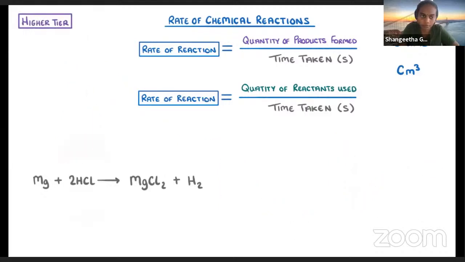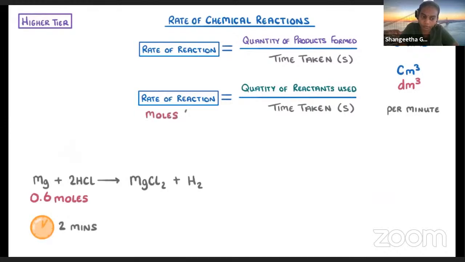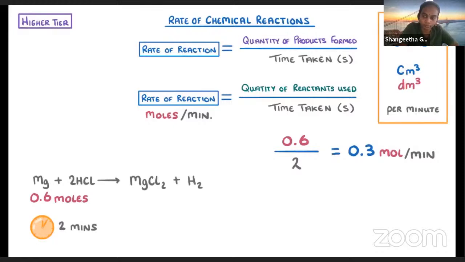Now, as well as using grams or centimeters cubed per second, we can also use other units like moles or decimeters cubed per second, or even per minute. For example, if we were told that 0.6 moles of magnesium were used in 2 minutes, then to calculate the rate in moles per minute, we would just do 0.6 divided by 2 to give us 0.3 moles per minute. So it really isn't any different to before. You just have to be careful about which units they want the answer in.